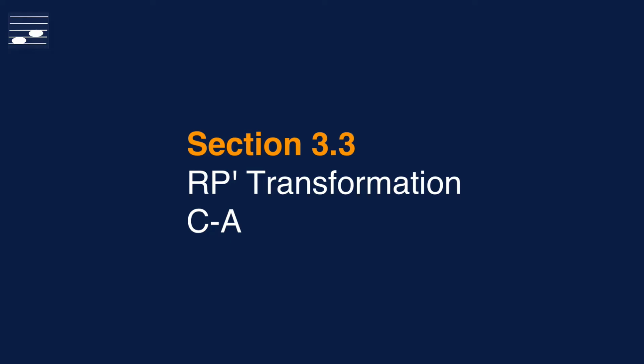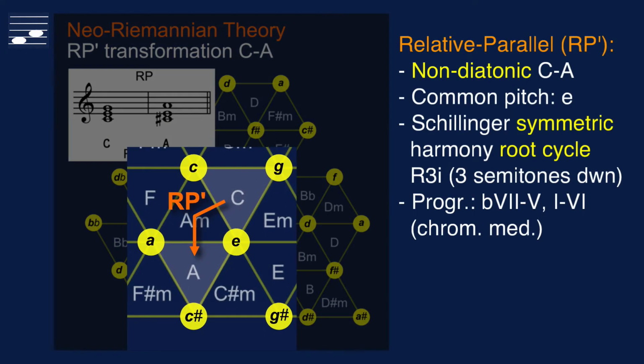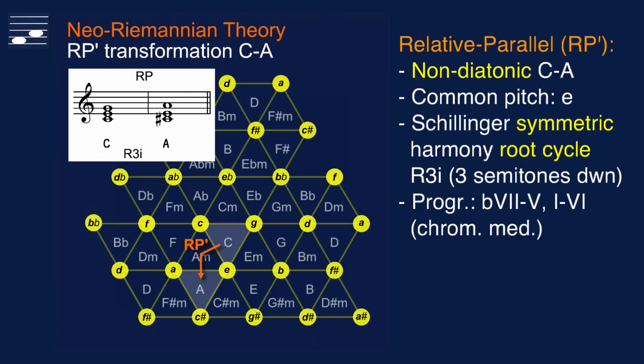The RP transformation moves a minor third in the downward direction, from C major to A major. The overlapping pitch is E, the Schillinger root cycle is a strong R3I. Stepwise voice leading changes the target chord inversion position, and again, this is a chromatic mediant type chord progression.